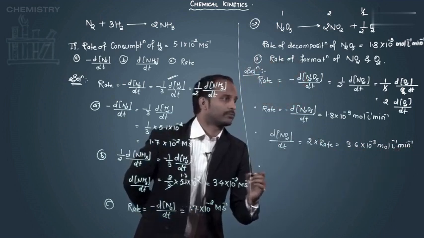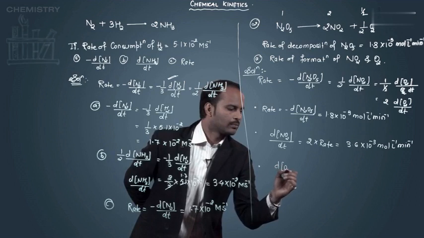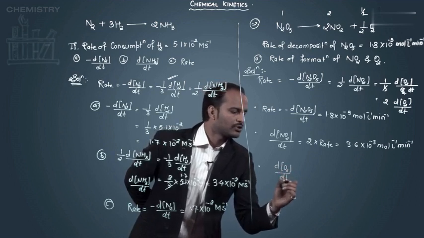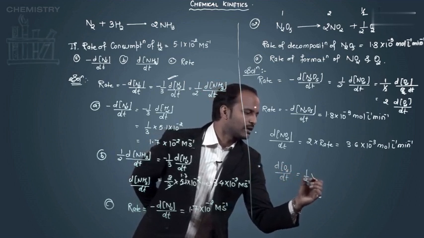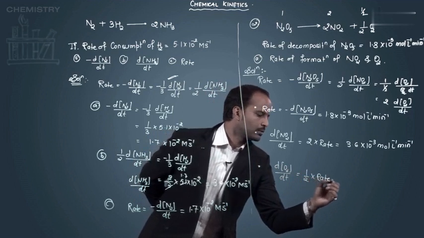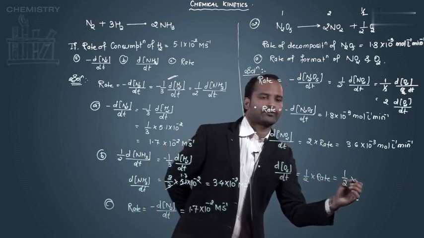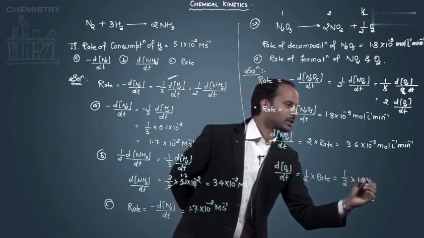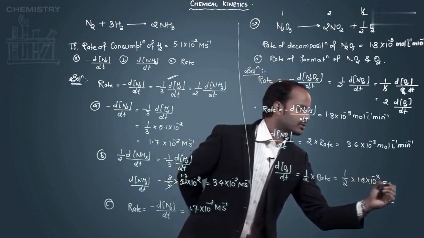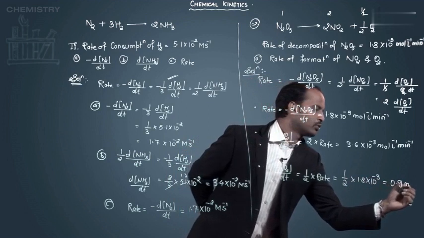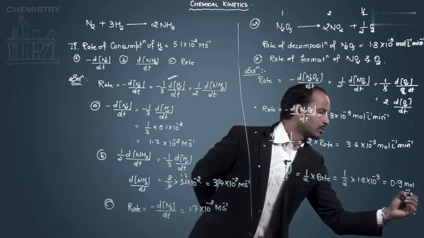Then we have dO2 by dt. The coefficient for dO2 by dt is half, so it is half of the rate. Half of the rate of reaction, 1.8 into 10 raised to minus 3, can be written as 0.9 into 10 raised to minus 3 mole per liter per minute.